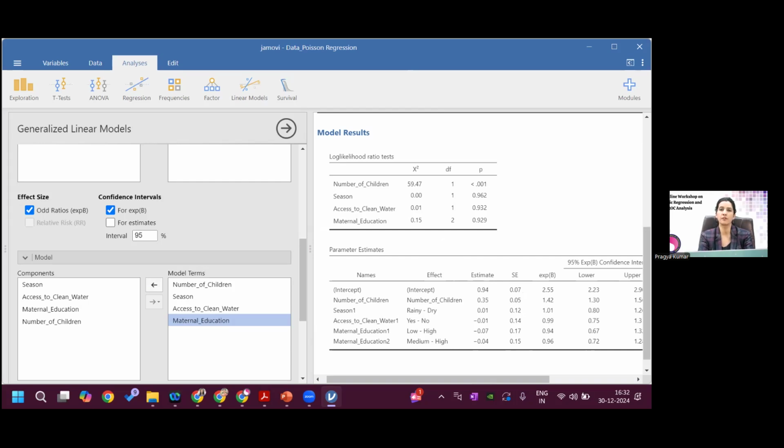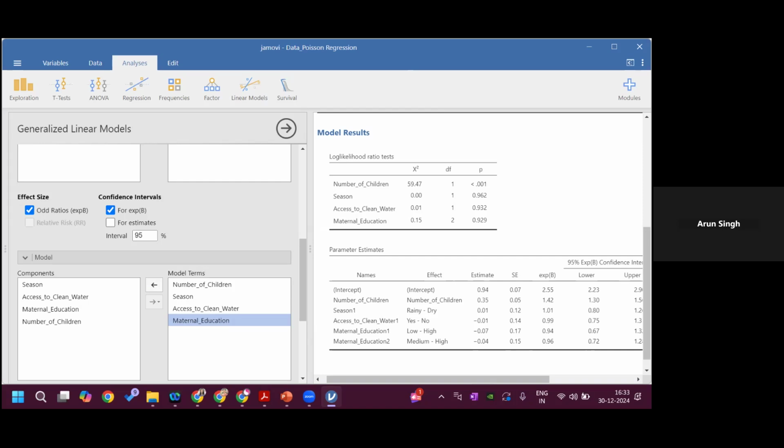That means if all the predictor variables are zero, then also there will be 2.55 episodes of diarrhea. Because 2.55 episodes, ma'am, or person? No, 2.55 episodes, because the dependent variable is the episodes of diarrhea in the last 2 weeks. So your dependent variable will be equal to the intercept. Did you get it? Yes, ma'am.